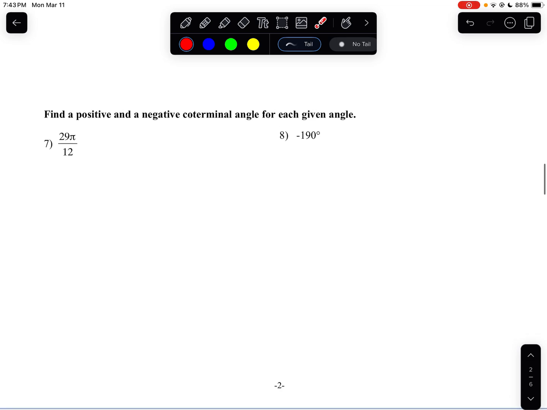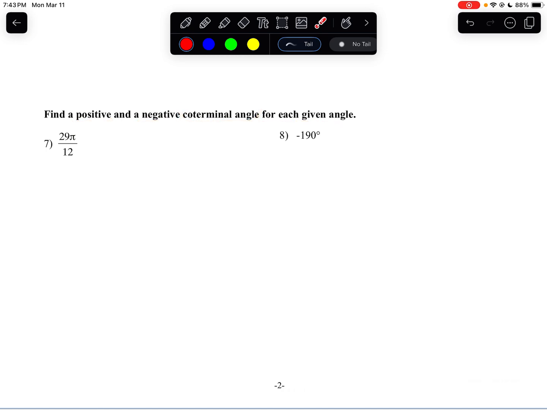Okay? Alright, moving forward. Find a positive and a negative coterminal angle for each of the given angles. So you should have two answers here. Find one positive and one negative coterminal angle for each given angle.